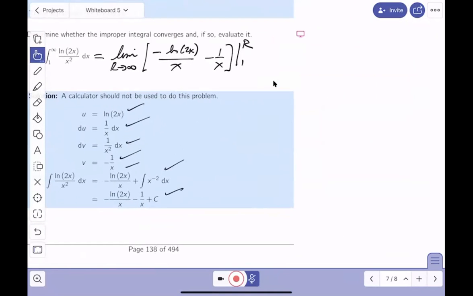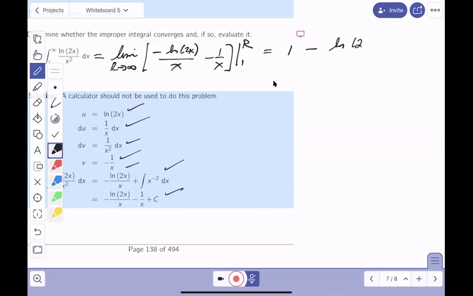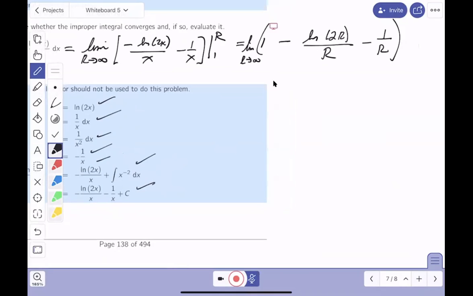And I think I can do it. You know what? I'm going to do the 1 first. And what's the natural log of 1? That's 0, right? So I get 1. And then it's going to be minus the limit of the natural log of 2R over R, minus 1 over R. Whoops, I forgot the limit, didn't I? Well, I think I can do that.